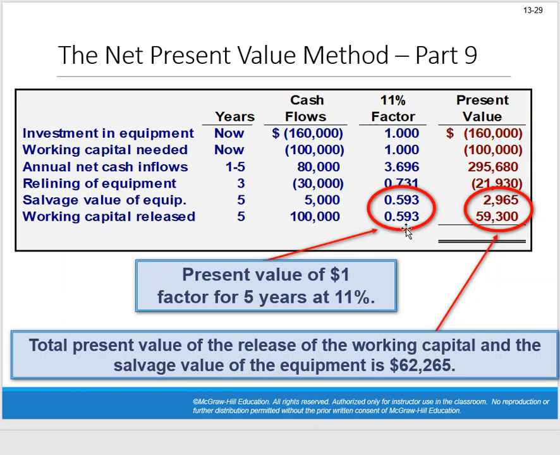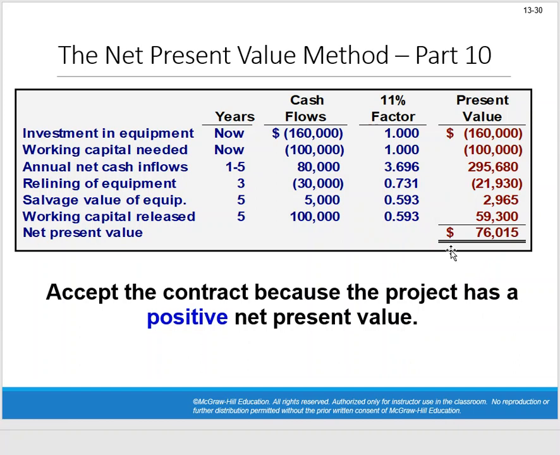We don't have to look it up again. So in today's dollars, that $100,000 of working capital, when it gets released 5 years from now, will really feel like $59,300. So then we add all of that up and we get a present value of $76,015. Based on this, we should accept the contract because the project has a positive net present value.